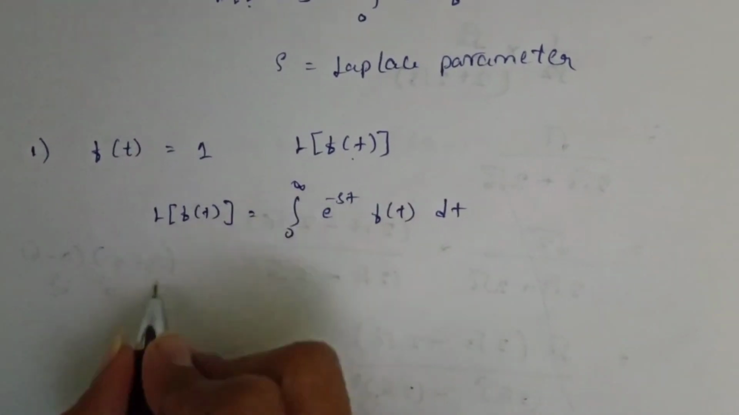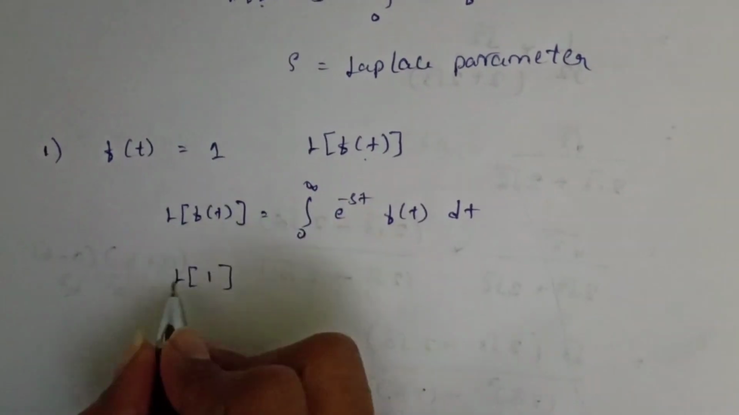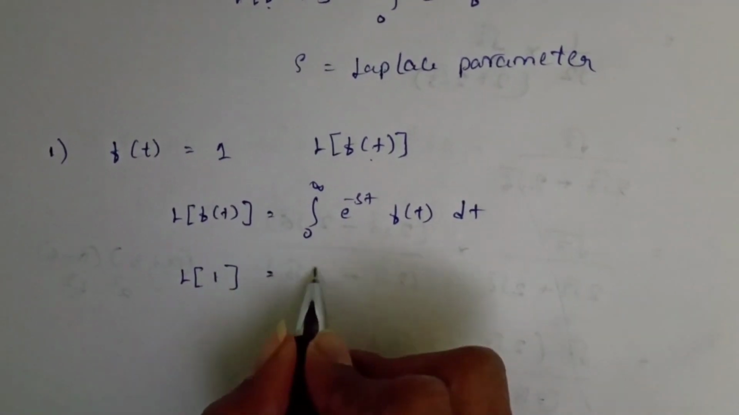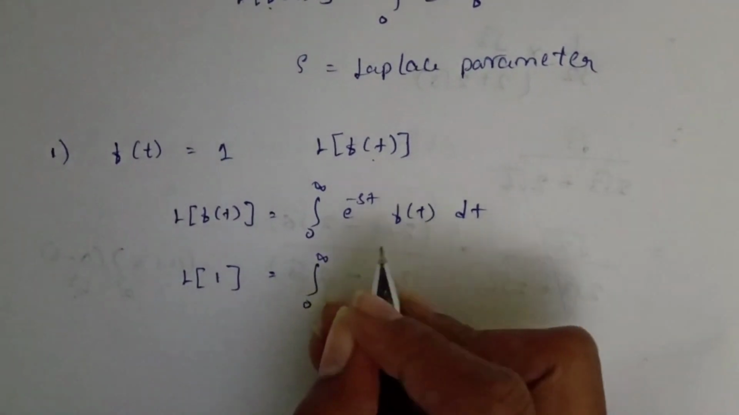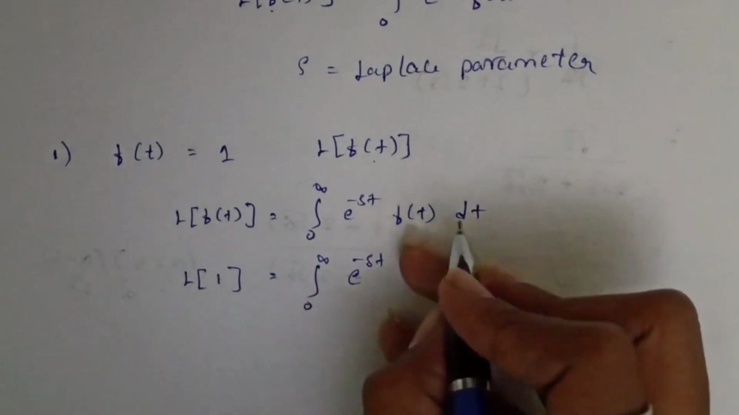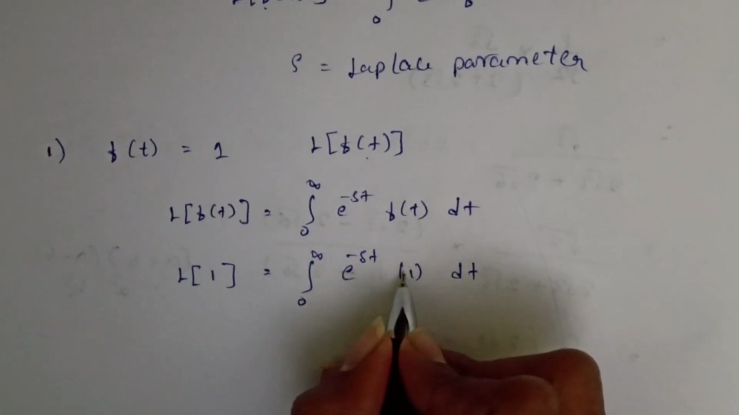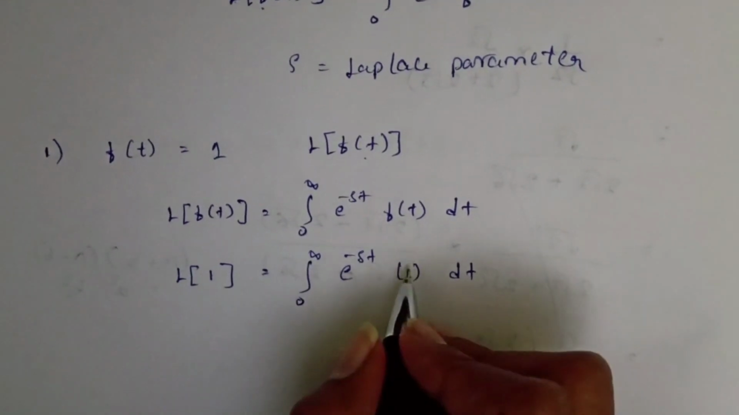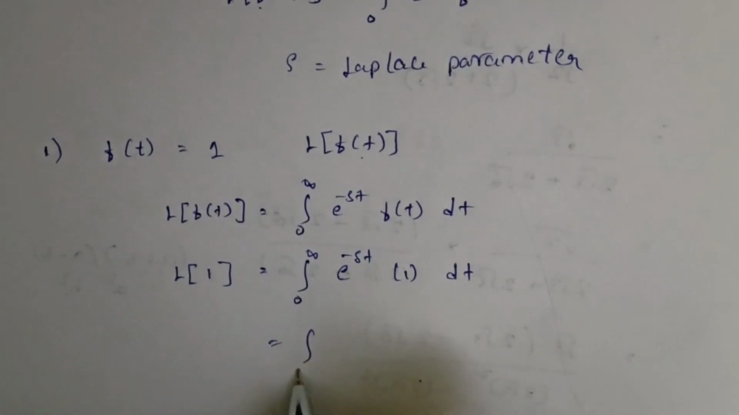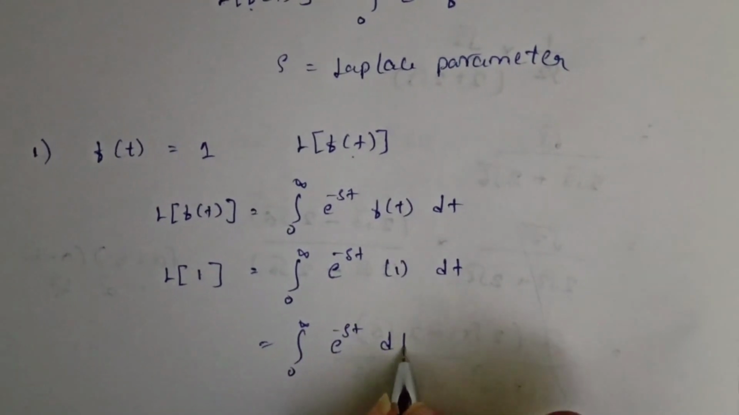Okay, so L of 1. Why 1? Because it is f of t, so we are finding L of 1. So 0 to infinity as it is, e raised to minus st as it is, and f of t is nothing but 1 into dt. So 1 into e raised to minus st is the same as it is, because 1 into anything is the same number. So from 0 to infinity, this becomes e raised to minus st dt.